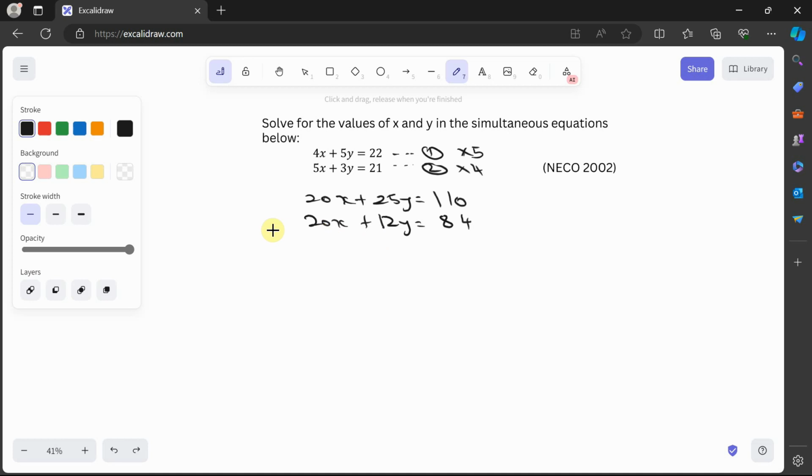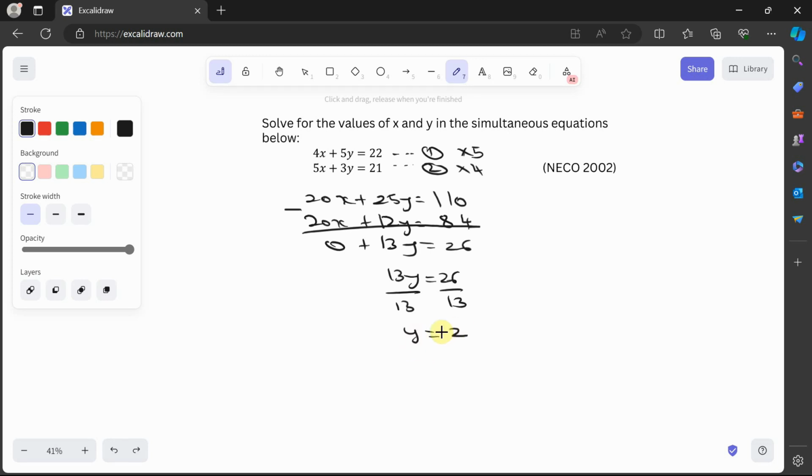Now I can subtract. So if I subtract 20 minus 20, this will give me 0, plus 25 minus 12, this will give me 13y, and then 110 minus 84 will give me 26. So this is 13y is equal to 26. I can divide both sides by 13. I know that my y is equal to 2.